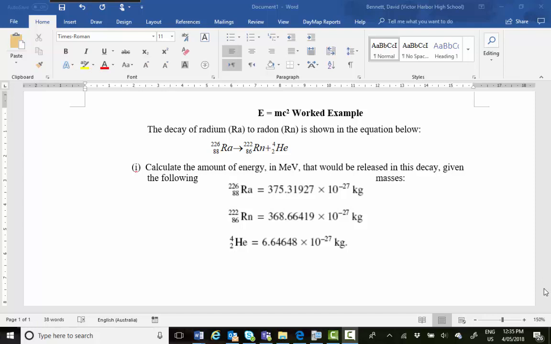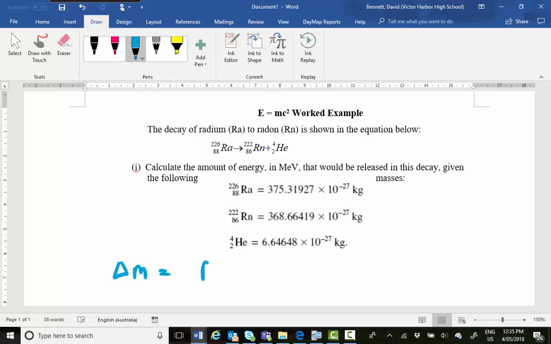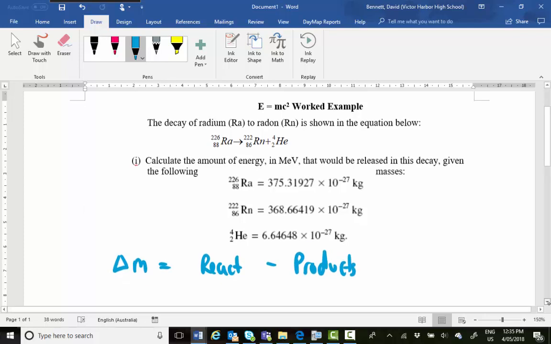Right, so I might even do this bit and just show you another way of writing it. That might actually be quite useful. So let's do this in blue. Our mass defect M is equal to our reactants take away our products. Alright, so that's what we've got there.